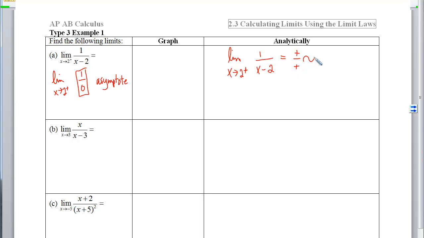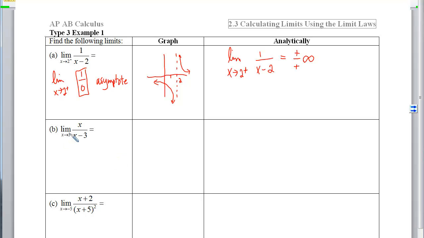So that overall result tells me that as I travel toward that asymptote from the right, I'm going to end up heading toward positive infinity. So if I look on my calculator at the graph, I can verify that as I approach 2 from the right-hand side, the graph will head up.